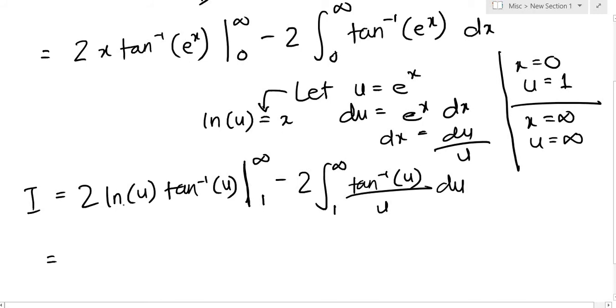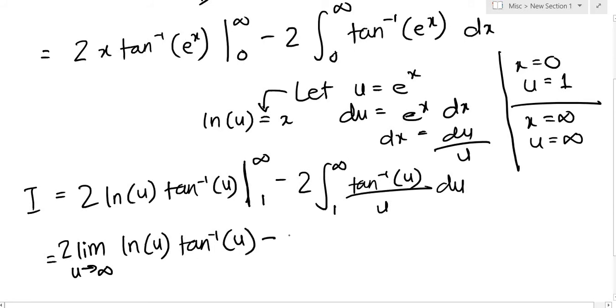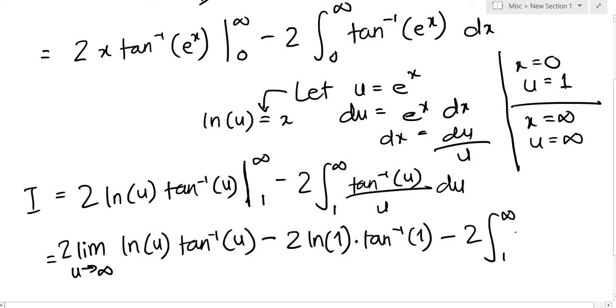So let's calculate this thing, plugging in the upper and lower bounds. Since it's infinity, we need to take the limit as u goes to infinity, taking 2 outside. Say we have ln of u times the inverse tangent of u, minus 2 times, when you plug in 1, you have ln of 1 times the inverse tangent of 1, minus 2 times the integral from 1 to infinity of the inverse tangent of u over u du.